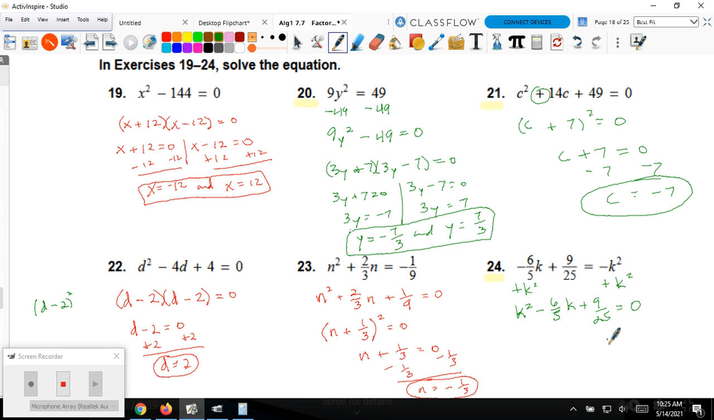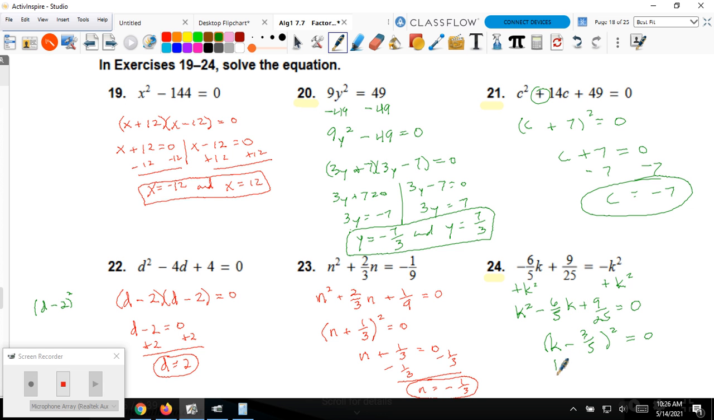Okay, so at this point we could see that my 9/25, so 9 is 3 times 3, that's 5 times 5, so 3/5 and 3/5. 3/5 plus 3/5 gives us a 6/5, so we could just use that. So we could just put it into the binomial squared equal to 0. K is now up front. Minus sign, and it's a 3/5. 3/5 times 3/5 is 9/25, and 3/5 plus 3/5 is 6/5.